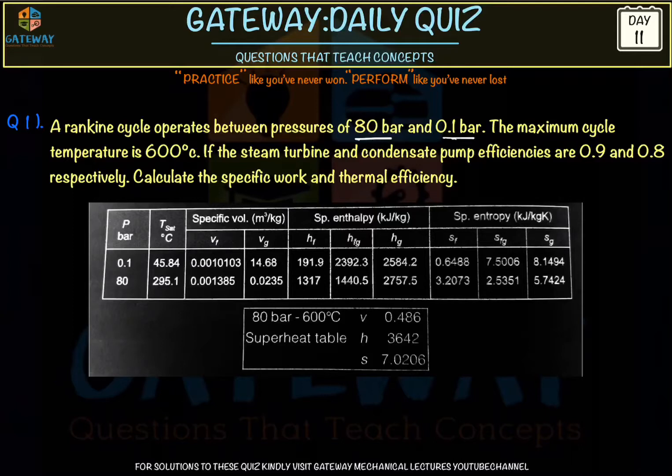We need to calculate the specific power. Specific power is nothing but the net work upon the mass flow rate, nothing but kilojoule per kg. That is the specific power, and the thermal efficiency of the entire cycle, and also the property values from the steam tables and also from the superheat table were given. Since the superheat table is given, the inlet to the turbine is at the superheated stage. So at 80 bar they gave the superheat table. So first we will draw the TS diagram for this.